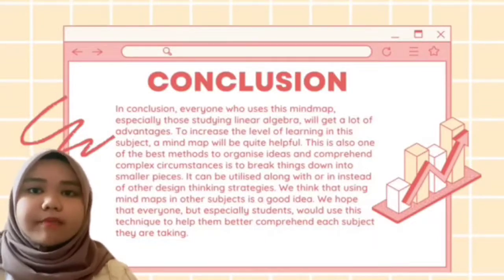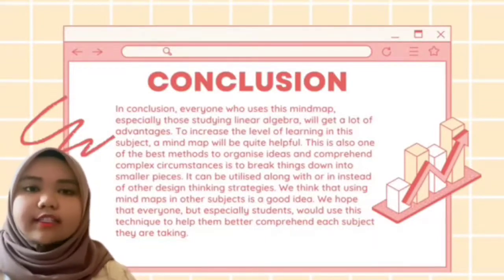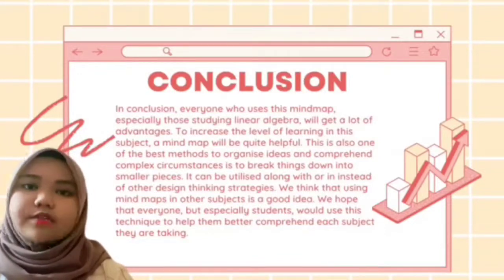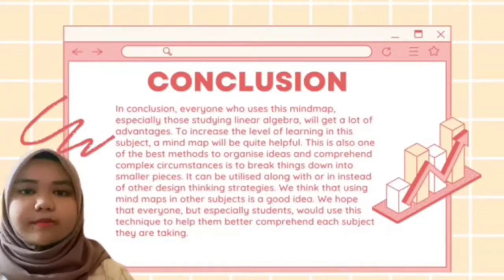We think that using mind maps in other subjects is a good idea. We hope that everyone, but especially students, will use this technique to help them better comprehend each subject they are taking.